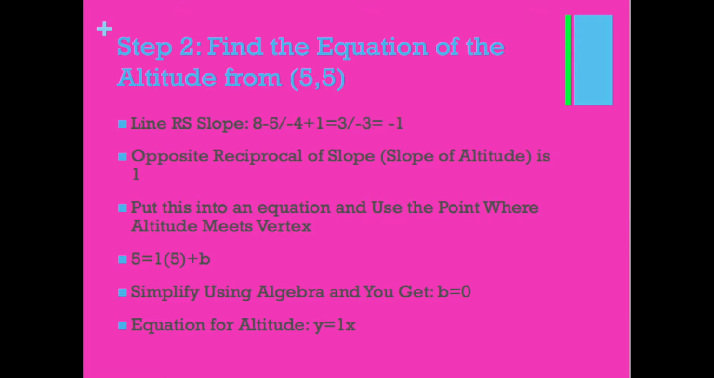Line RS has slope -1. The opposite reciprocal of the slope, or slope of the altitude, is 1. Put this into an equation and use the point where the altitude meets the vertex. Simplify using algebra and you get b equals 0. Equation for the altitude: y equals 1x.